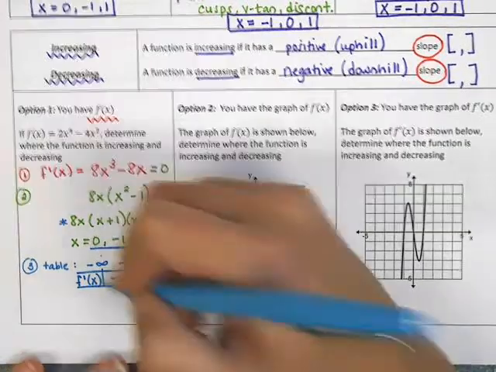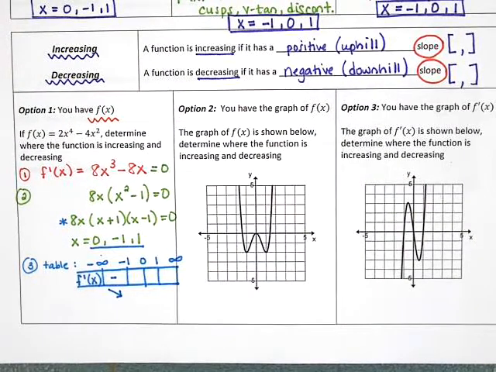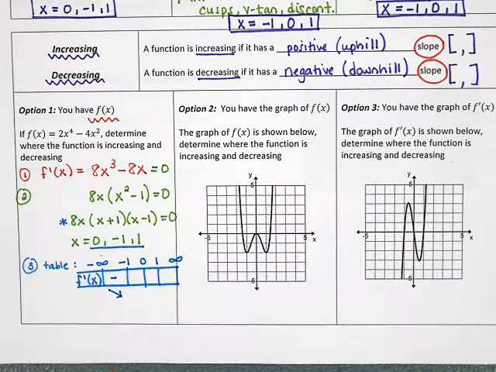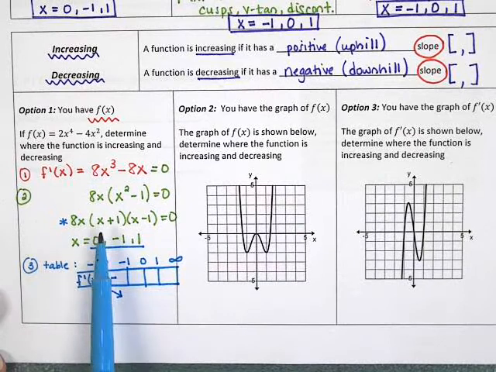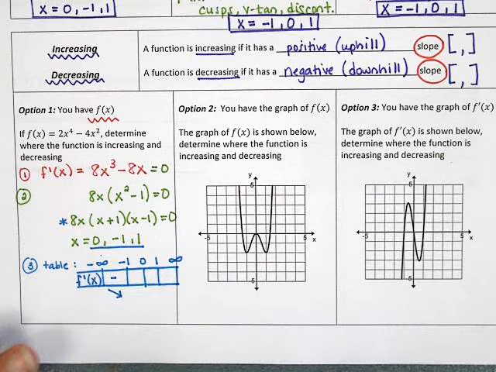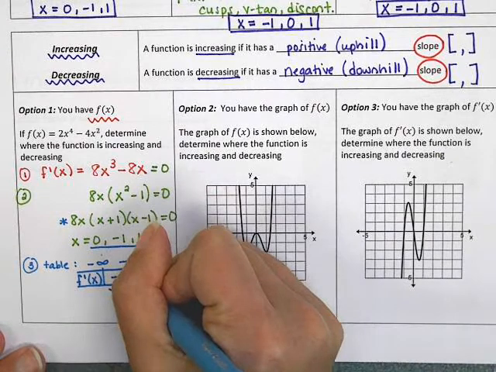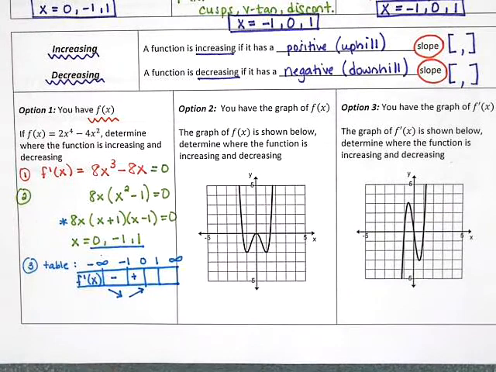That also means that the slope of my graph is going downhill for that section of the graph. Now between -1 and 0, like -1/2: -1/2 times 8 is negative, -1/2 plus 1 is positive, -1/2 minus 1 is negative. Since two negatives make a positive, this section of the graph would be going uphill.